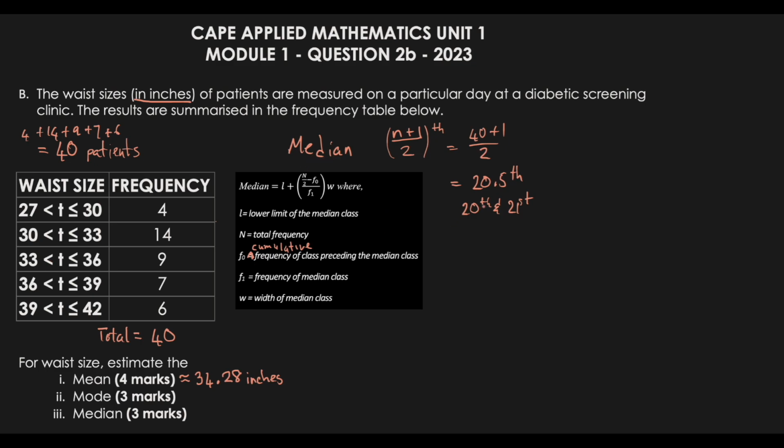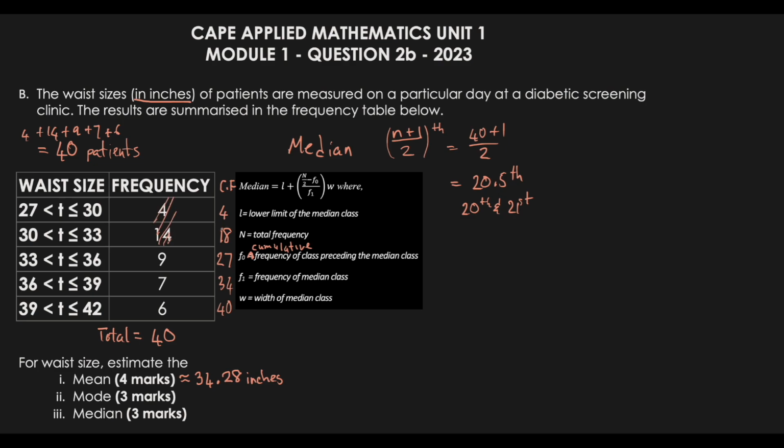So we would find the 20th and 21st person. If we had to do a cumulative frequency, the first class would be up to 4. Then 14 plus 4 is 18, then 18 plus 9 is 27, 27 plus 7 is 34, and 40. So the first 4 people would be here, and the first 18 people would be up to this point. Up to this point here, we would have 18.